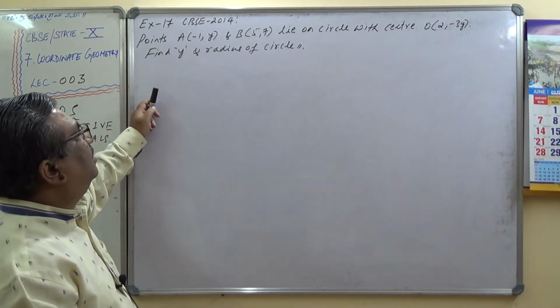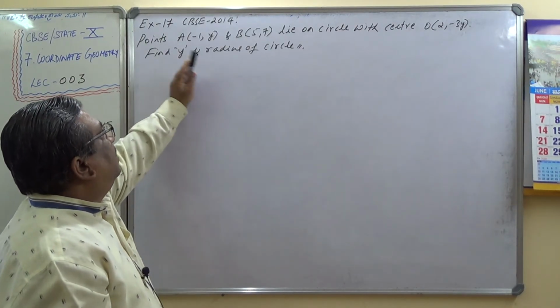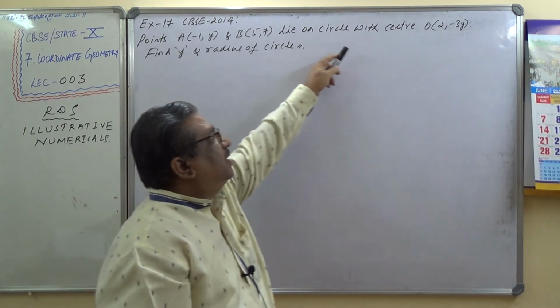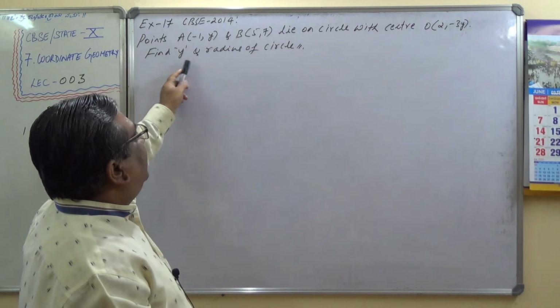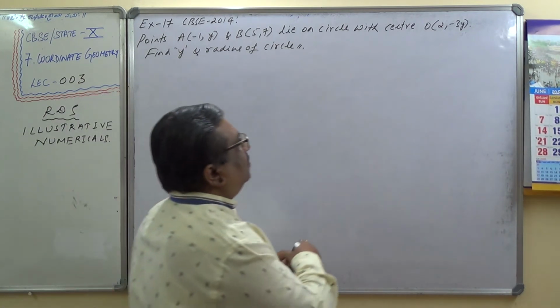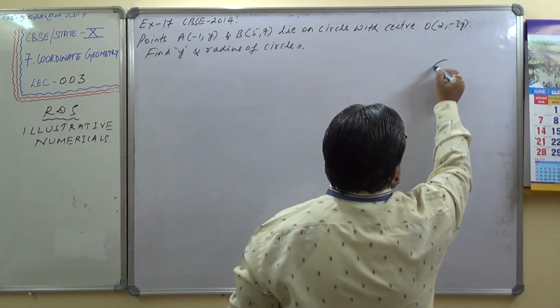Example 17, CBC 2014. Points A, B lie on the circle with center, this one. Find y and the radius of the circle. So given here, I will draw the circle here.